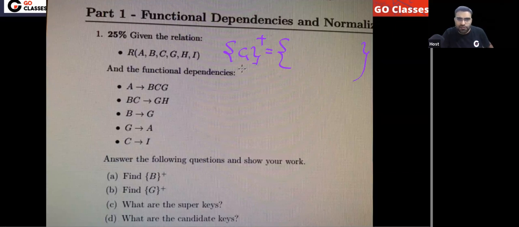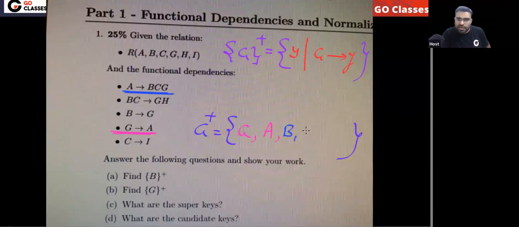Remember the definition of closure? When you find the closure of G, this means we want those attributes which G can determine. So tell me what G can determine. This G plus, what will that be? Here you can see G can determine G, and G can determine A. Now these two, what can they determine? You can see this A can determine BC.